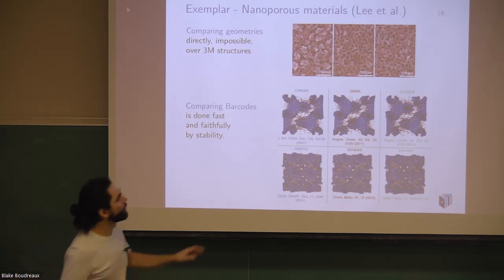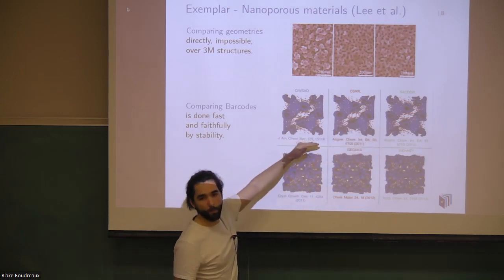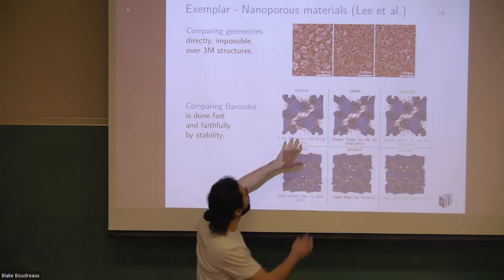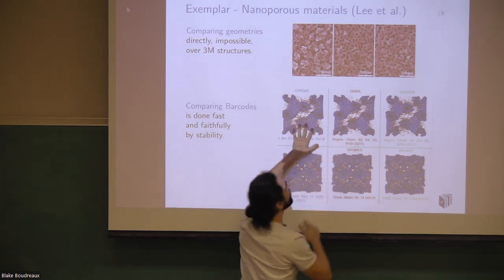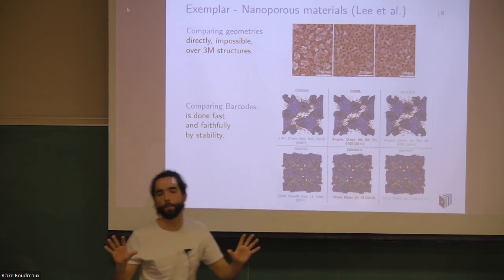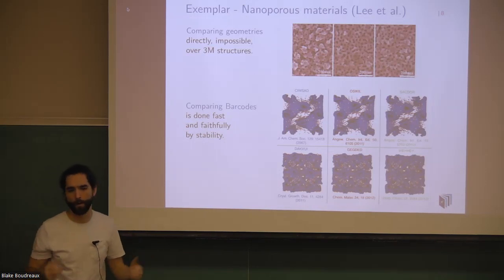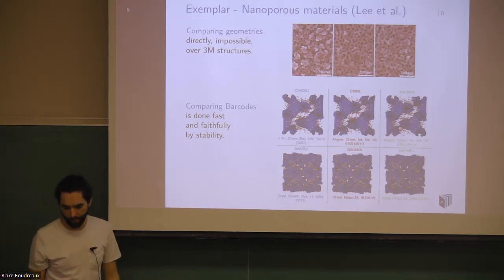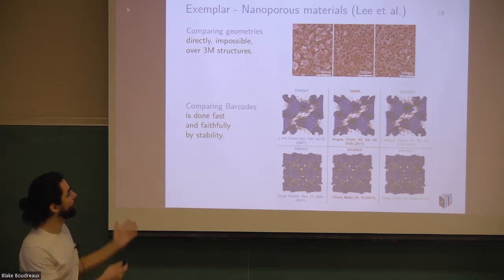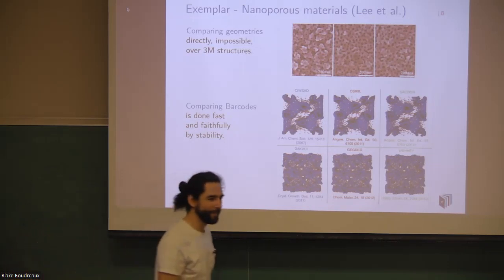Yeah. So this is not related to the barcodes. This is just the representation of the nanoporous materials, and the idea is to say, oh, this picture looks like this picture, but they were listed as different compounds before people realized that their barcodes look the same. Let's see what's happening. Oh, they are actually. Okay, so this is TDA done right, an exemplar.